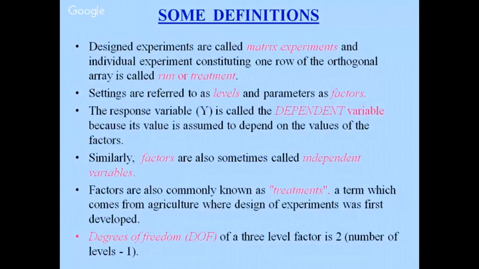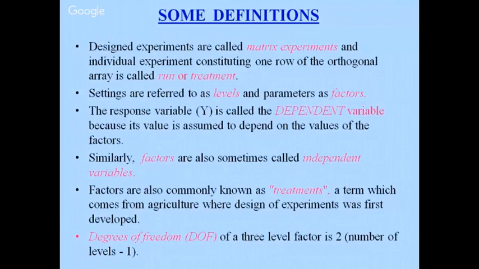Another term is degrees of freedom. This we need to understand. Like in our case, suppose I have a 3-level factor. Like I have taken 60 volt, 70 volt, 80 volt. What will be the degree of freedom of this factor?